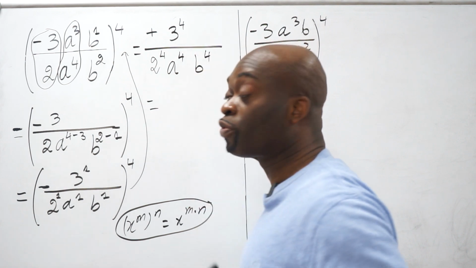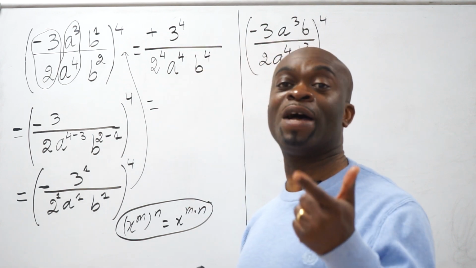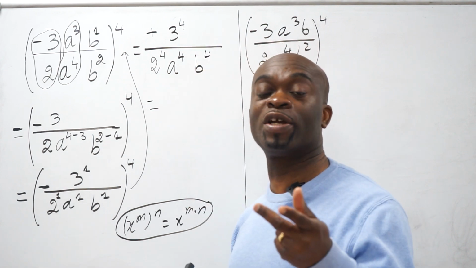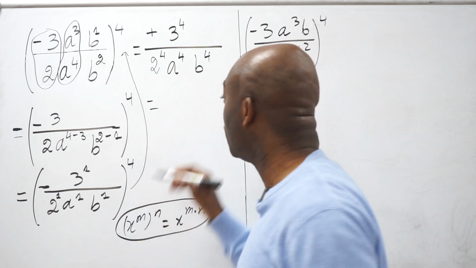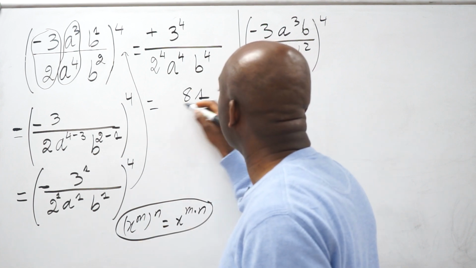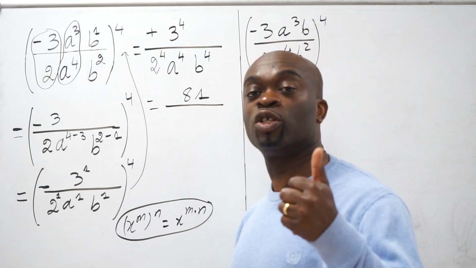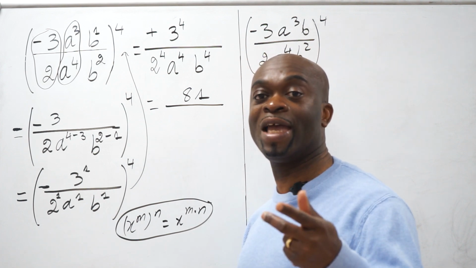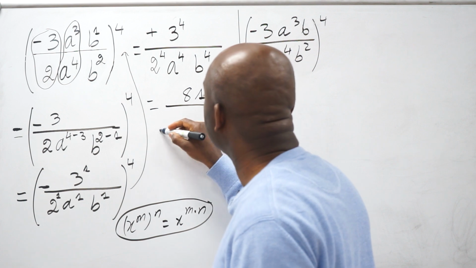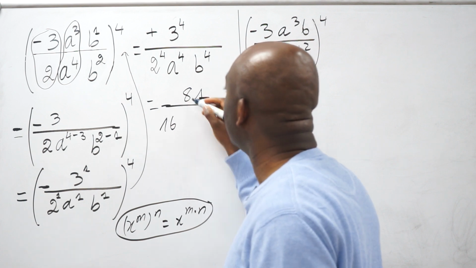So what's happening here? 3 to the 4th power is what? It's 3 by 3, which is 9, by 3, 27, by 3 is 81. So we have 81 on the top. So what's happening at the bottom? We have 2 to the 4th power. 2 times 2 is 4, times 2 is 8, times 2 is 16. So you end up with 16 at the bottom here.